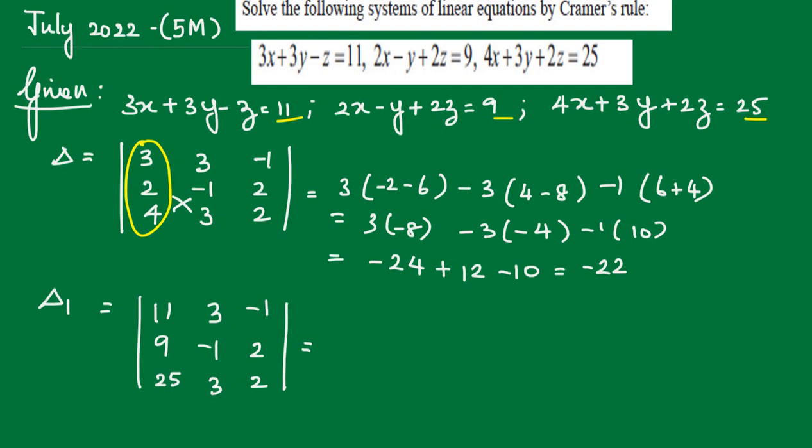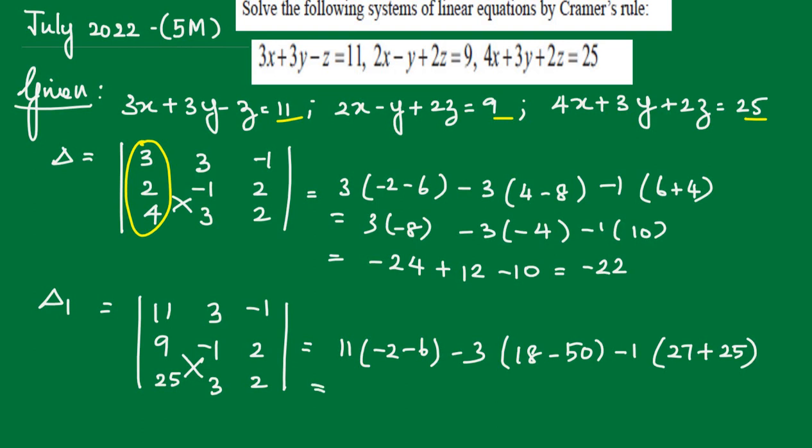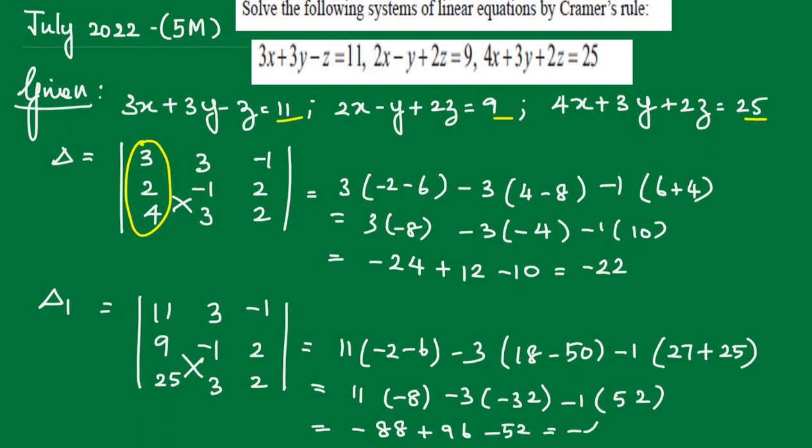Now expanding the determinant, this is equal to 11 into minus 2 minus 6. Next element, minus 3 into, taking the minor, we get 9 into 2 is 18 minus 25 into 2, which is 50. Minus 1 into, multiplying the minor elements, 9 into 3 is 27, minus of minus 25 gives us plus 25, which is equal to 11 into minus 8, minus 3 into minus 32, minus 1 into 52, which is equal to minus 88 plus 96 minus 52, which is equal to minus 44.